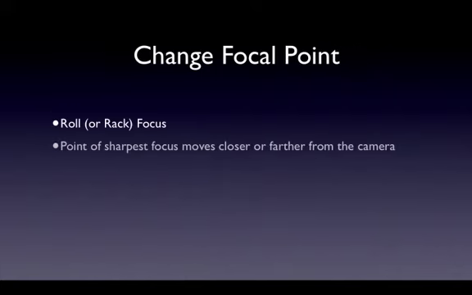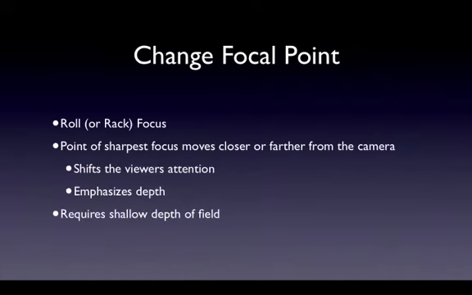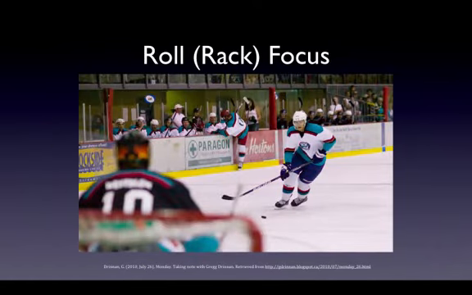The third type of movement is called a roll focus, where you're changing the focal point. The point of sharpest focus moves either closer to or further away from the camera while you're recording, and this helps shift the viewer's attention between objects in your frame. It also has the byproduct of emphasizing the depth in the frame, which is what we're trying to do all the time in television. To do a roll focus, though, you have to have a shallow depth of field, which is why we talked about depth of field last week and how you control it.